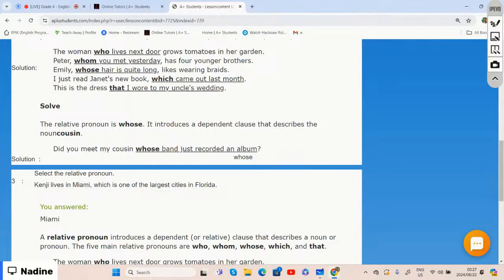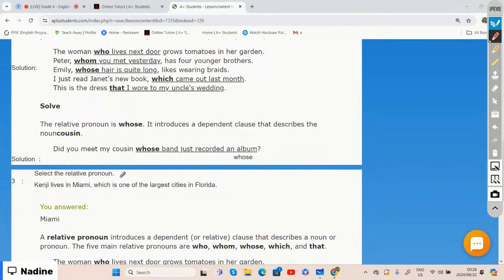All right. And if we were to select our relative pronoun within that sentence, then we would say that which is our relative pronoun. Which. So all you do is you just say either whom, referring to someone, or whose, which, and that. All right.